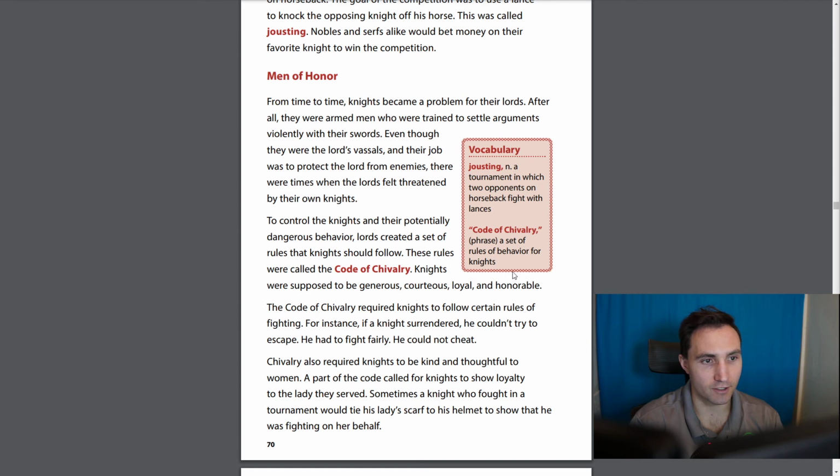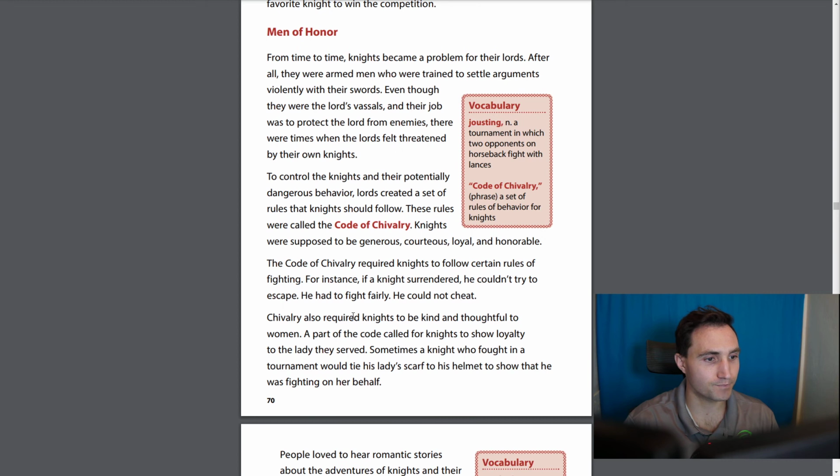All right, and here's a vocabulary phrase. The Code of Chivalry is a set of rules of behavior for knights. We've talked a lot about this and read about it in King Arthur as well. King Arthur had chivalry, right? Those knights of the Round Table. Knights were supposed to be generous, courteous, loyal, and honorable. There is the Code of Chivalry. And loyal is a big part, right? The lords were afraid and threatened by the knights, and having the knights be loyal probably eased that threat. And then lords weren't so worried.